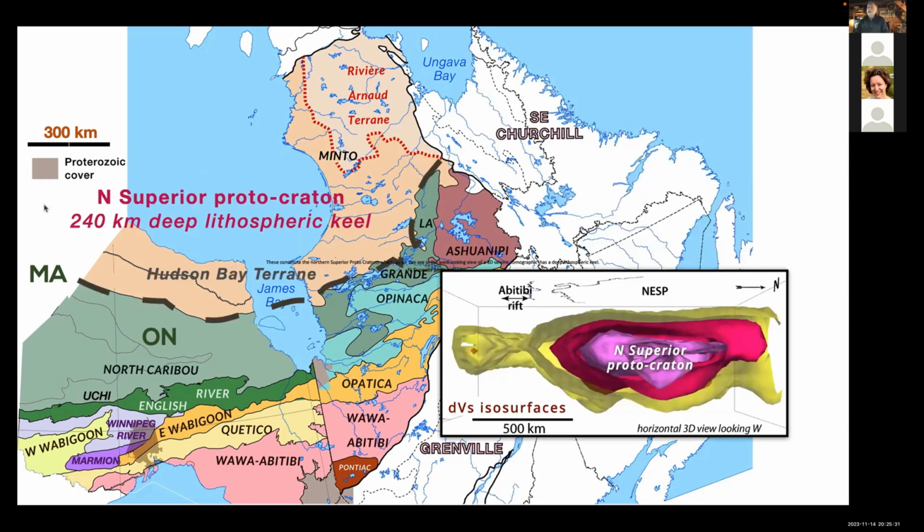If we step back again and look at the big picture, and now looking at some seismic tomography, what we can see is that the Hudson Bay and the Riviera Arno terrains comprise the Northern Superior Protocraton. And so we can see in this west-looking view of a 3D seismic tomographic image that this Northern Superior Protocraton has got the part of the Superior with this deep lithospheric keel going down to about 240 kilometers.